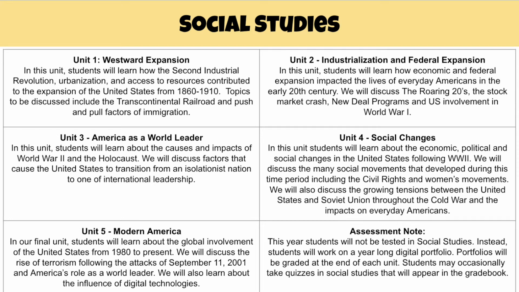This year in social studies, students will learn about the growth of our nation from 1860 to present day. We'll begin talking about westward expansion and the Transcontinental Railroad. Then we'll move into industrialization and federal expansion. We'll talk about the Roaring '20s, the stock market crash, and begin our studies of World War I. Then we'll talk about America's growth as a world leader in World War II and the Holocaust.